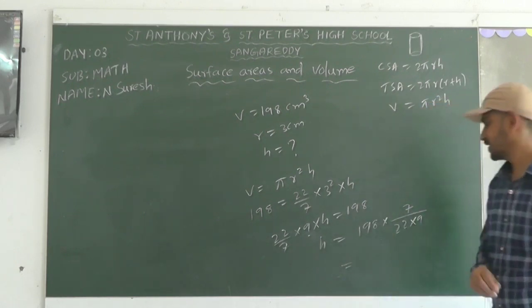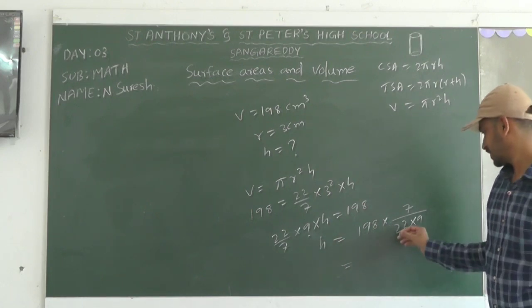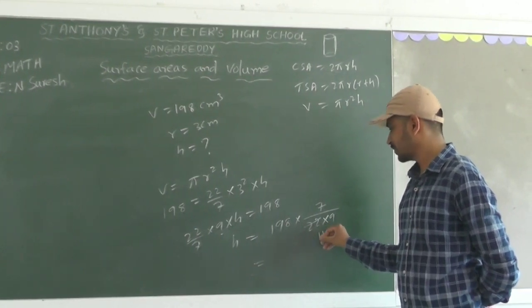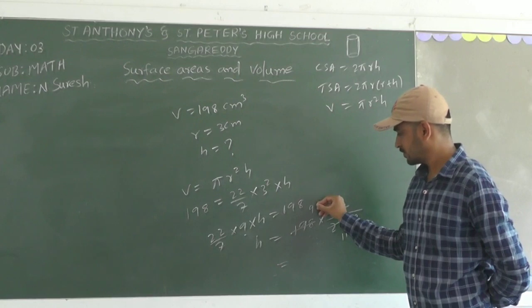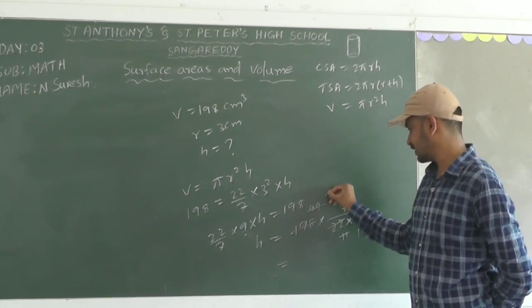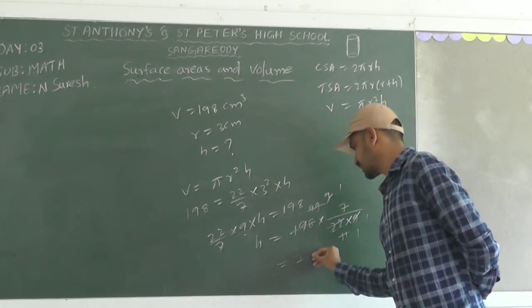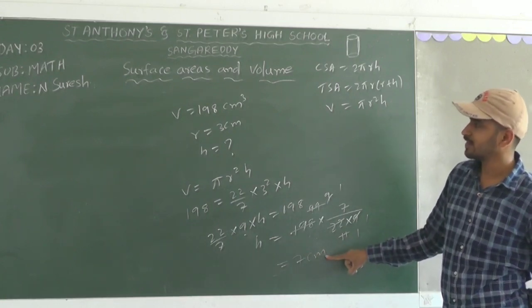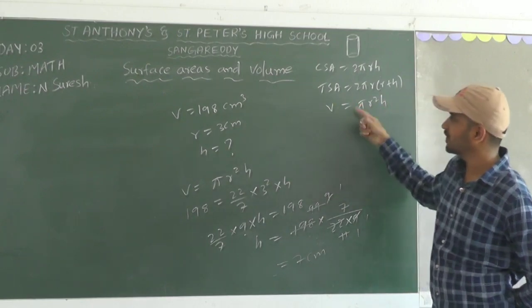So what can we do? We can cancel with the 2 table or 11 table also. First we have to try with the 2 table. 2 11s are 22, 2 9s are 18, 11 ones are 11, 9 ones are 9. So remaining h equals 7. In the previous problem also, height of the cylinder is 7 cm. Sometimes they may not directly give the r value and h value, they may give the volume.